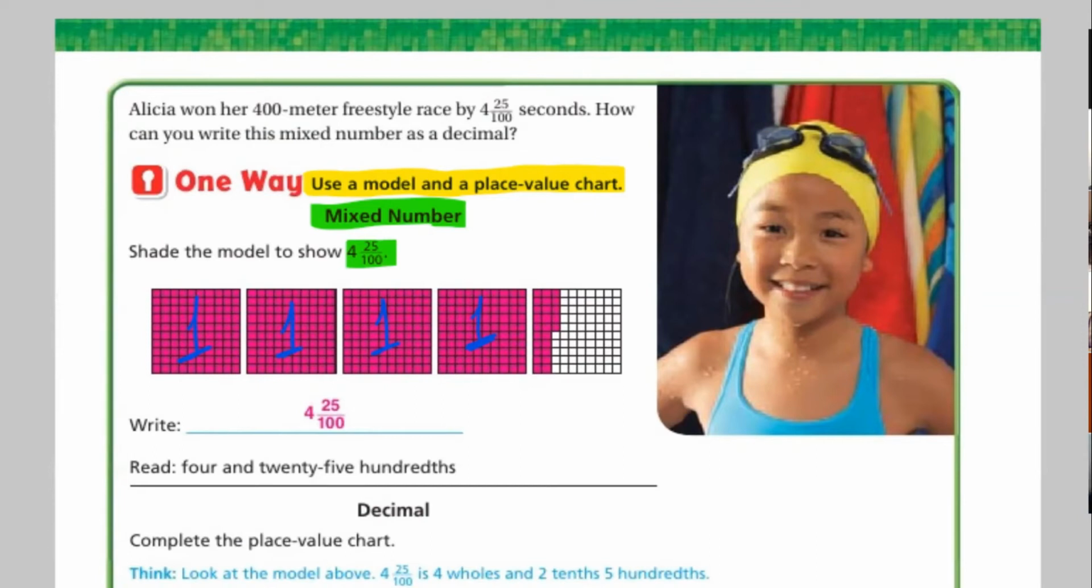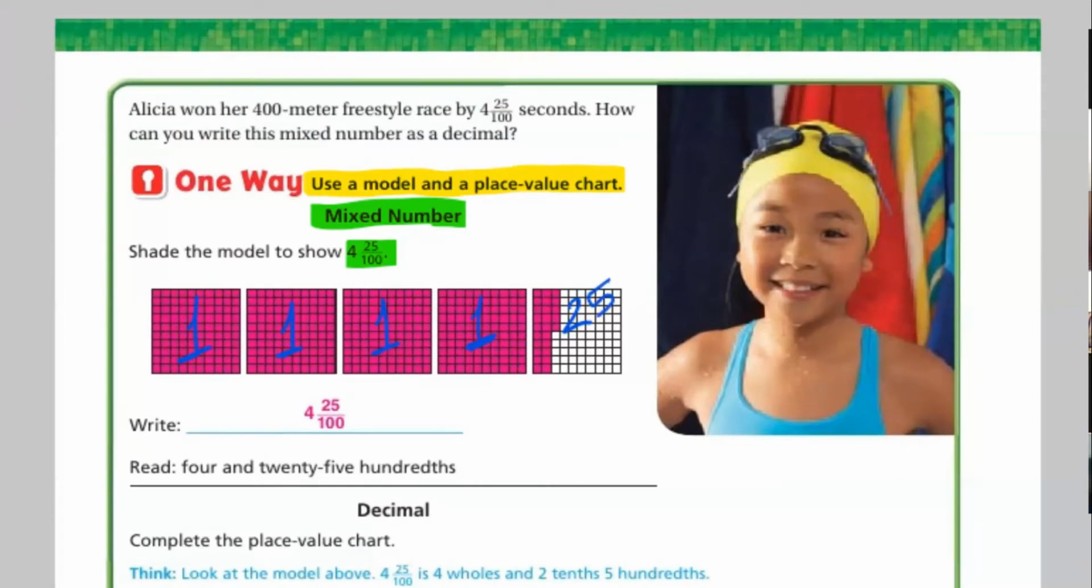I'm asking about how many completed shaded columns. Let me see. We have 1, that's a completed column, 2, and that's it. So it's just 2, right? So how many small squares are in the uncompleted column? 5. So it will be 25.